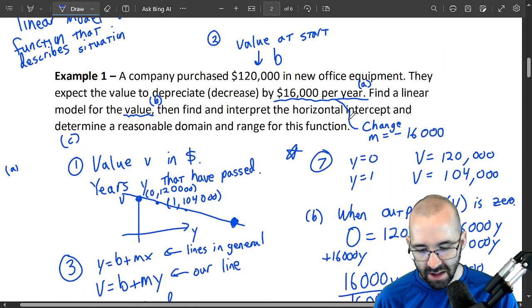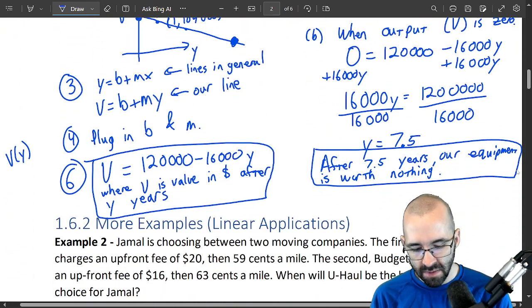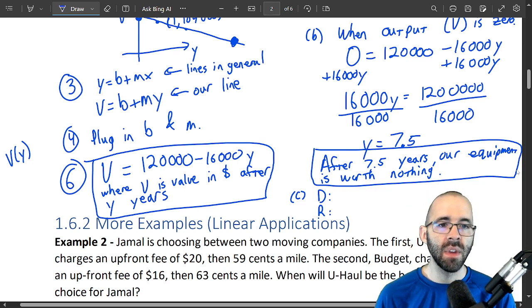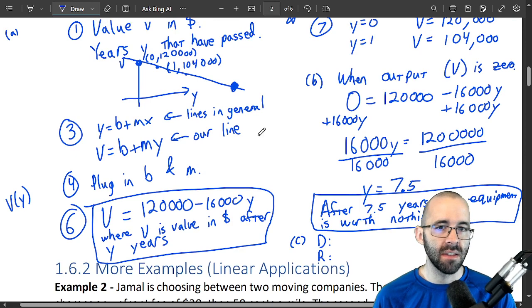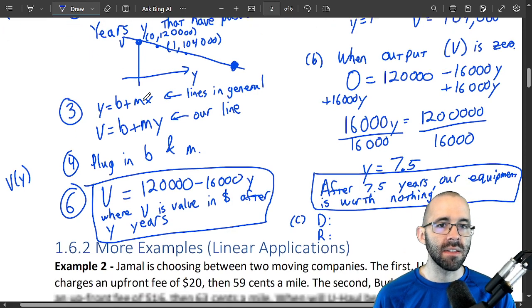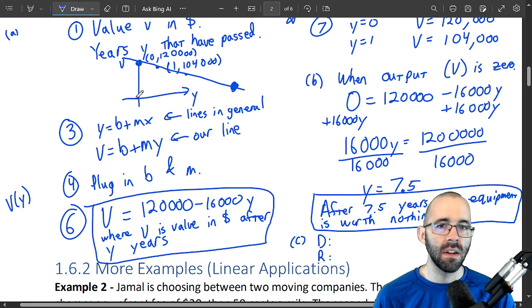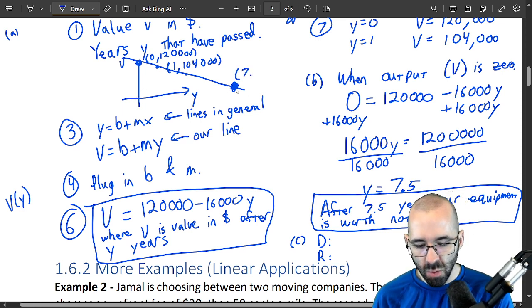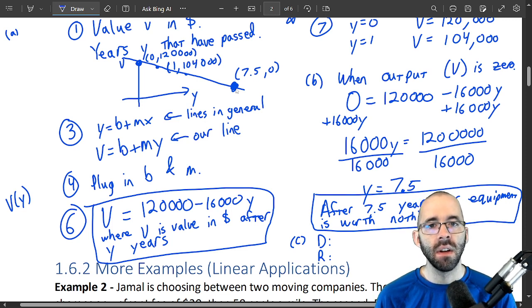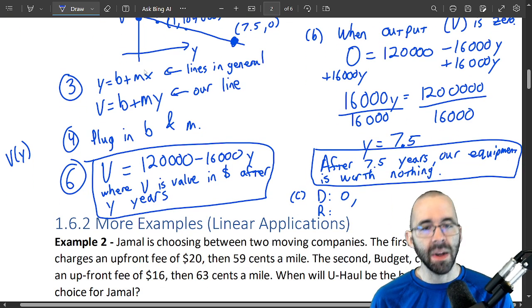What about part C? Determine a reasonable domain and range for this function. Okay. Domain, range, we'll write our answers in interval notation. Domain is going to be the inputs that make sense. And graphically, we can look at it like this. We know that this is the point 7.5, comma 0. Well, that's our domain right there. We bought it at year 0. Anything before year 0 doesn't make sense. It didn't have that value to us before year 0. So year 0 is the first year that makes sense.